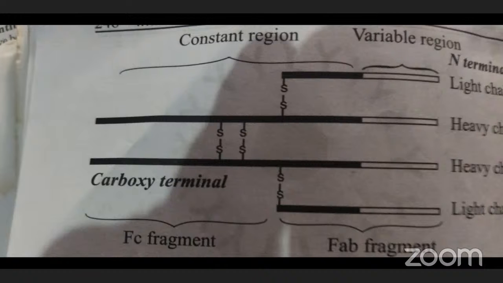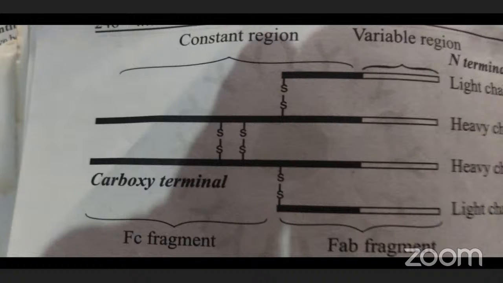Then the four chains, 1, 2, 3, 4, two light chains and two heavy chains, are connected by disulfide bonds. Here two sulfide groups will be present. Here also two sulfide groups, here also two. That's why the four chains are interconnected by disulfide bonds.